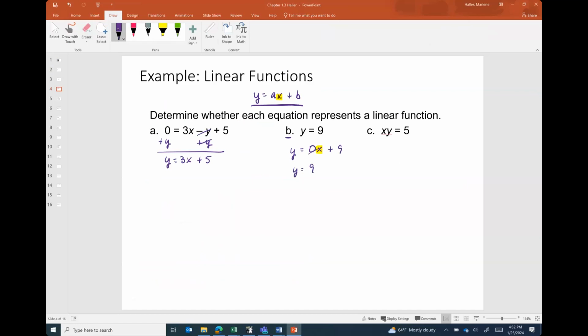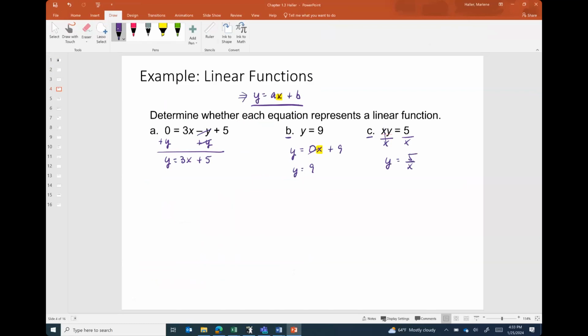What about option C over here? Now that definitely does not look like the form that I need, y equals ax plus b. It's xy equals 5. Well, let's see what happens if I divide both sides by x. Then I have y equals 5 over x. Is there anything that I can do to this new function to make it look like the form that I need for linear functions?